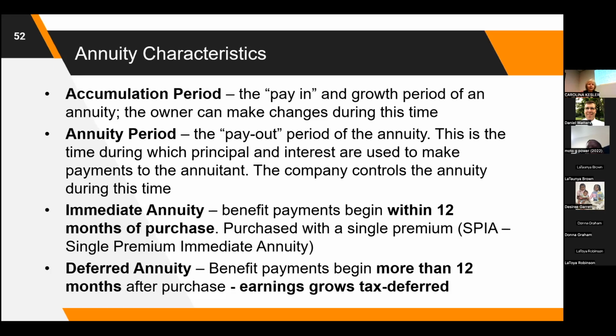But for a deferred annuity, the payments begin more than 12 months out. So after the first year, you start taking your payments. Usually deferred annuities have a set period of when you can start taking your payments. They're like 5, 10, 20, 50, whatever you choose to buy, right? And then you start taking your payments. That's deferred. Your earnings will grow tax deferred, so you don't pay taxes on it until you take the money out, right?